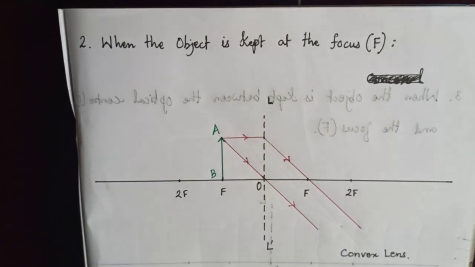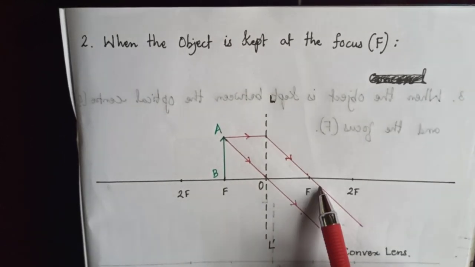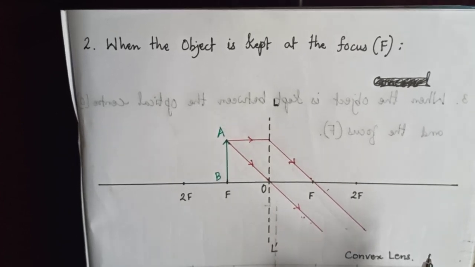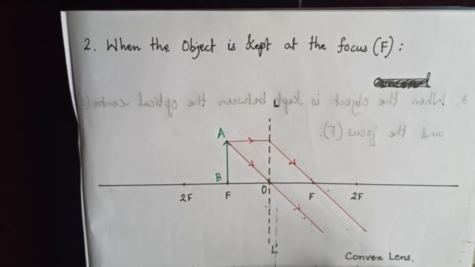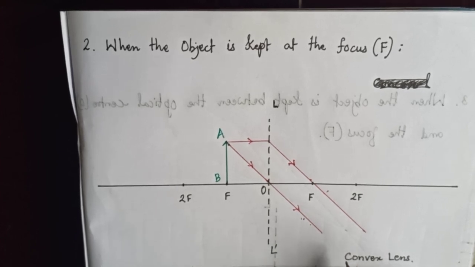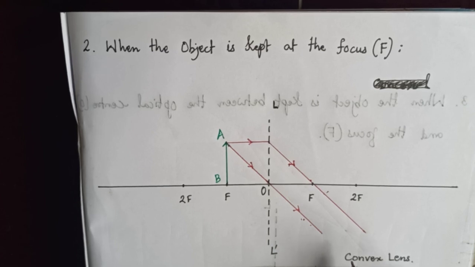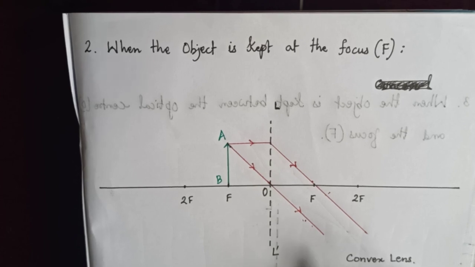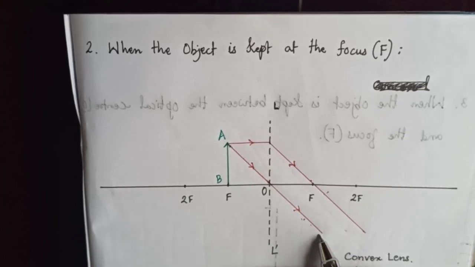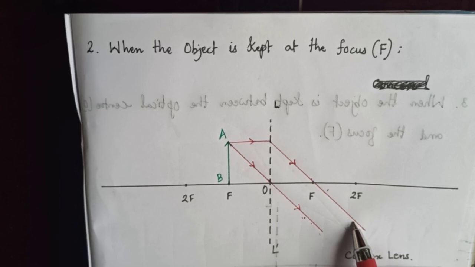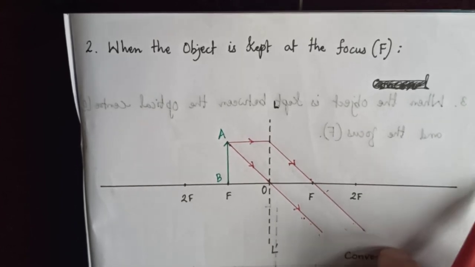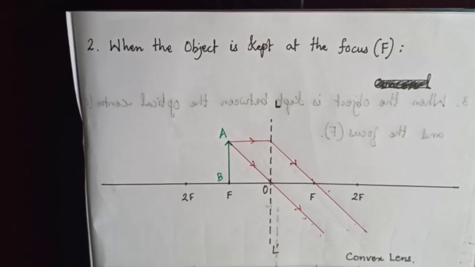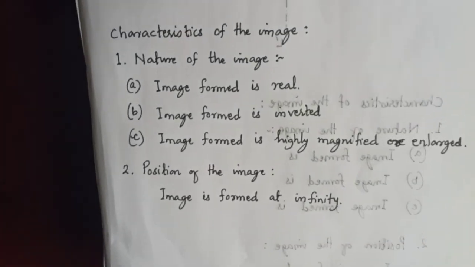Now if you look at these refracted rays of light, they are parallel, meaning that if they are produced forward also, backward also, they are not going to meet. But in practice, what happens when the object is kept at the focus of the convex lens, image is formed, and that image is real image. So what we do, we imagine these refracted rays after refraction from the lens, they will meet each other at infinity.